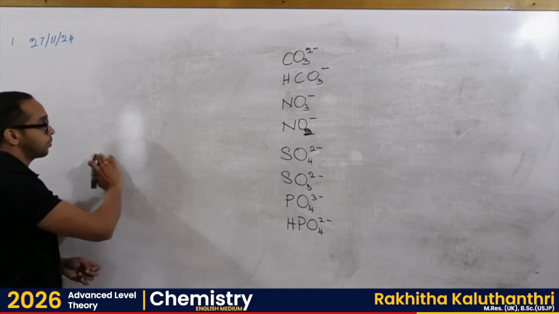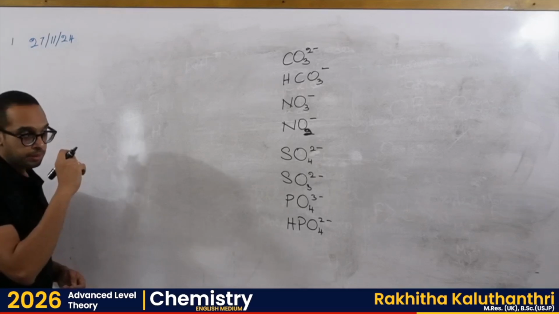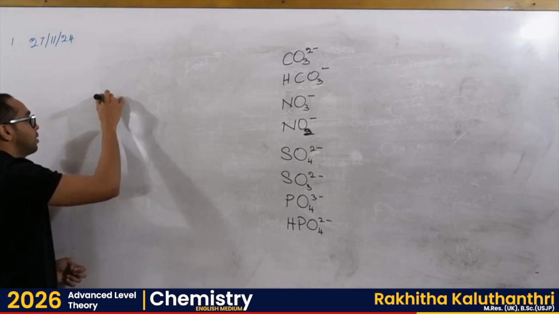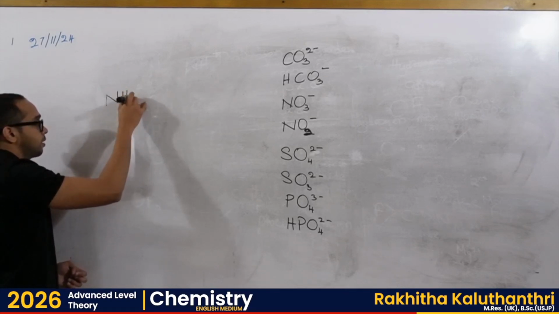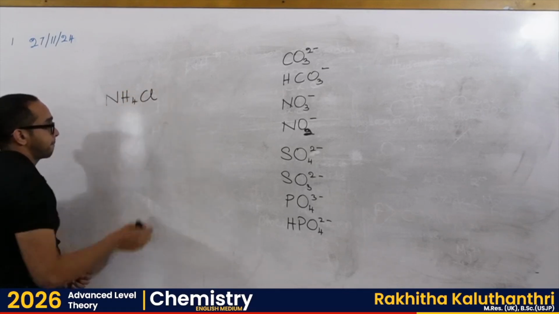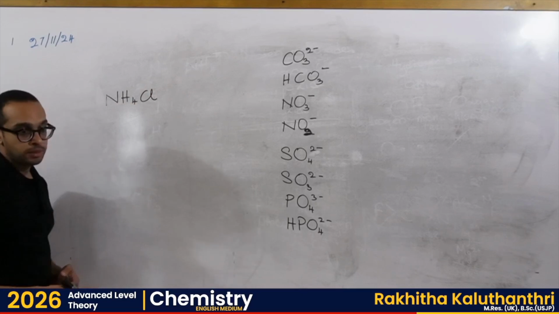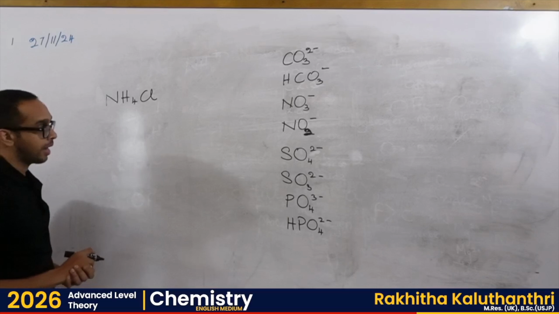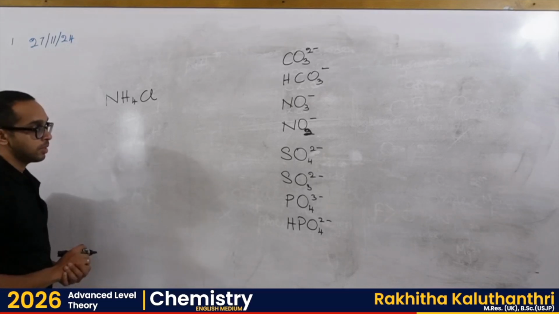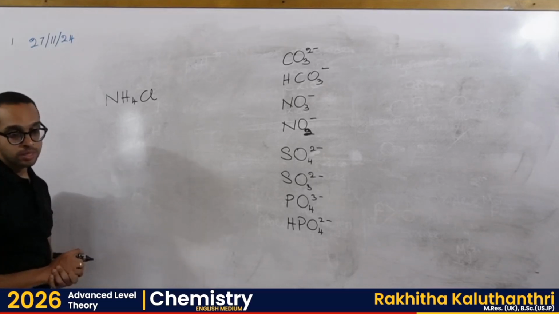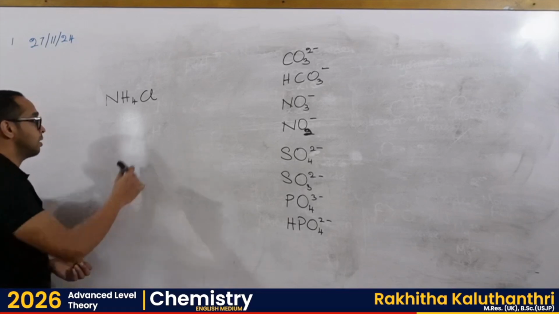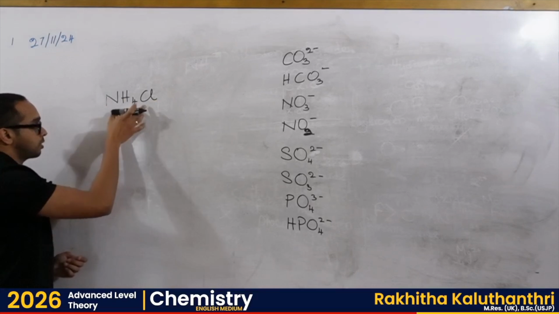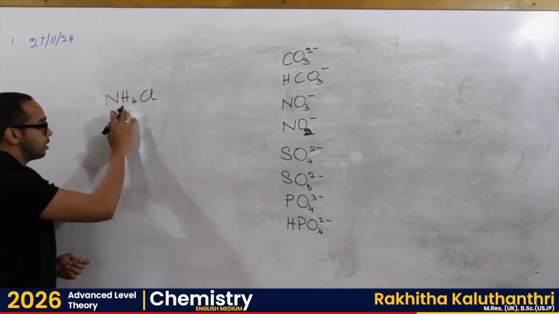Right, so write down. Consider the following compound, and add a tick in front of each of the types of bonds that are seen within this compound.